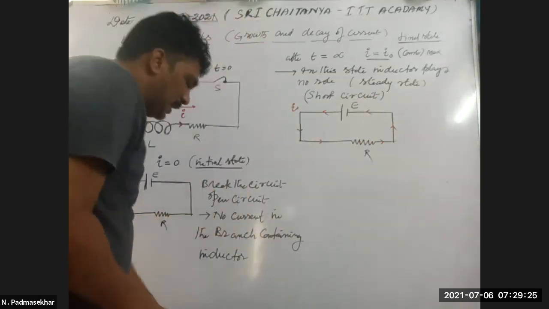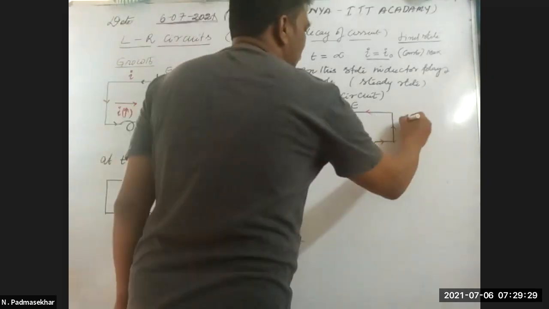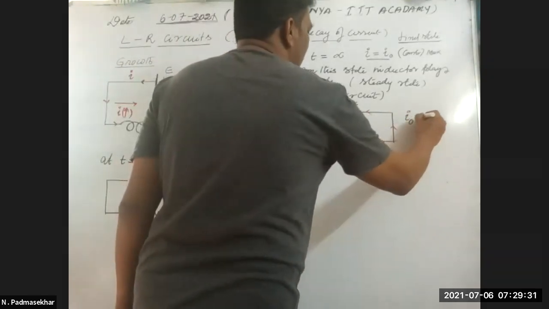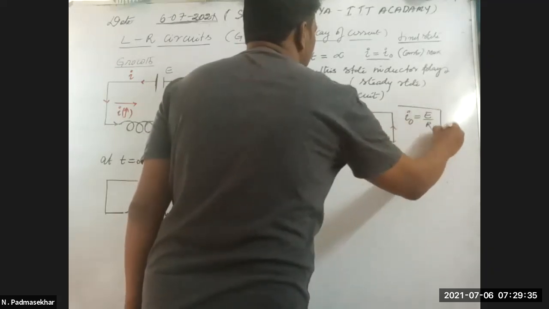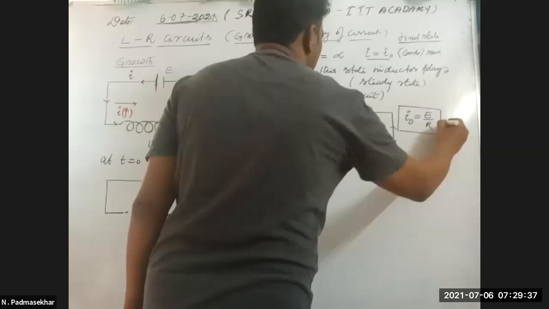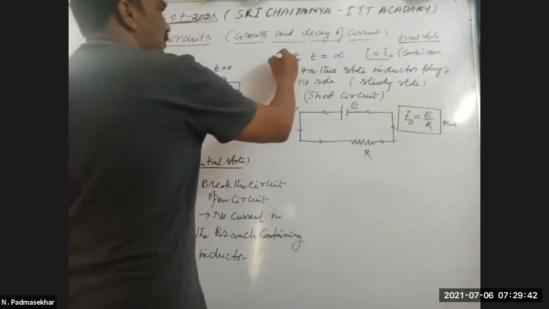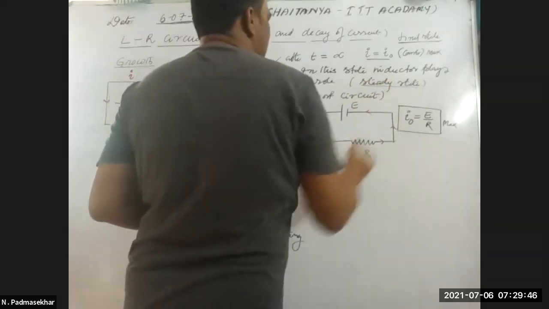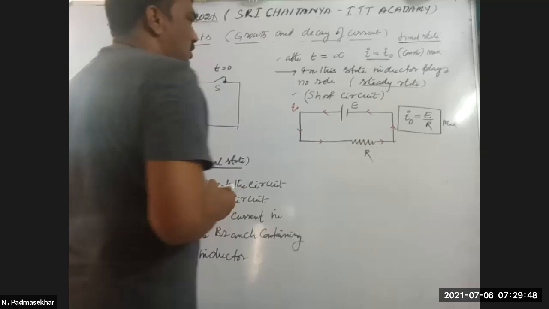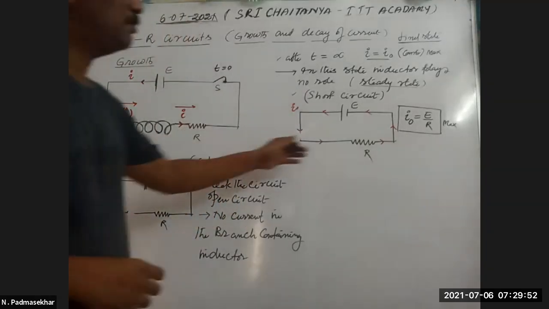I0 is equal to E by capital R. This is the maximum current. When the maximum current is there, it is the final state. Final state means steady state, and steady state means short circuit. So there is a maximum current.